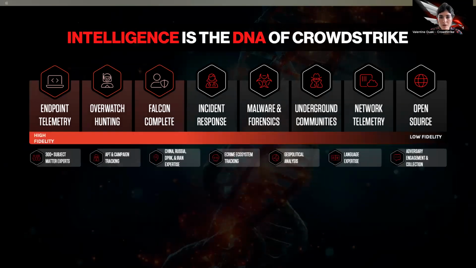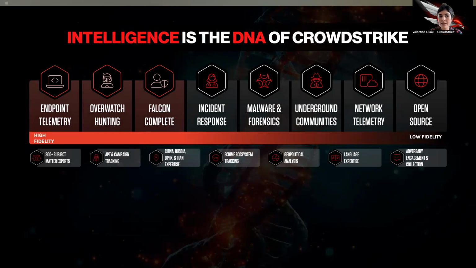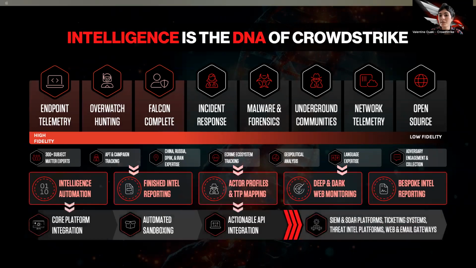We then have a team of intelligence analysts with very different expertises, including an expertise in tracking APTs, in tracking e-crime adversaries. Some have an expertise in geopolitics or linguistic expertise. And then these analysts will transform raw intelligence into actionable intelligence through intelligence automation, so IOCs, finished intelligence reports, intelligence on adversaries, or intelligence on the deep and dark web.